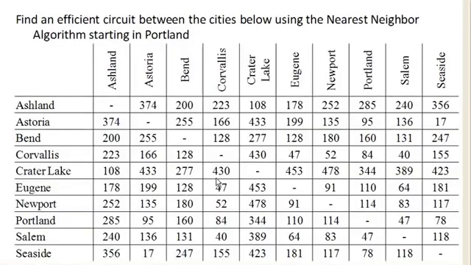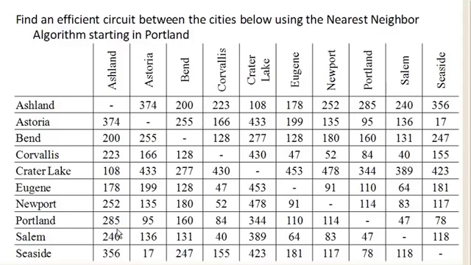So here we have a big old table of travel distances between some cities in Oregon. For example, Ashland to Astoria is 374 miles, and we also see that here, Astoria to Ashland. So everything is mirrored and shows up in the table twice. Let's see if we can find an efficient circuit between these cities using the nearest neighbor algorithm.